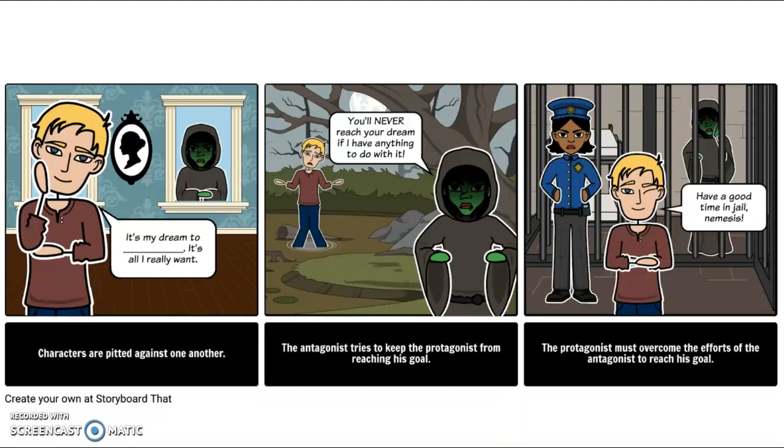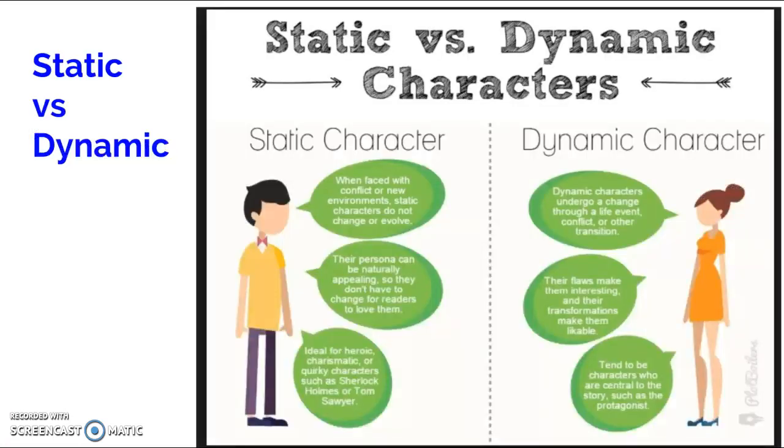So your antagonist is really just trying to keep the protagonist from reaching their goal. The protagonist must overcome their goal.